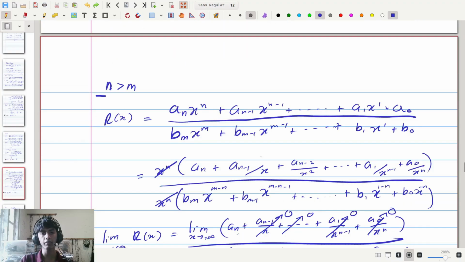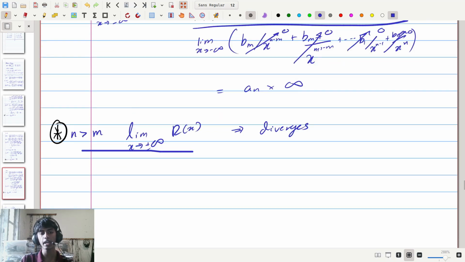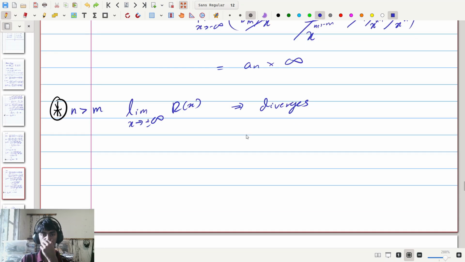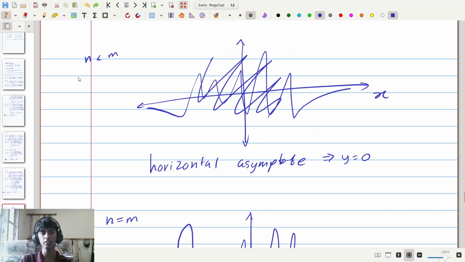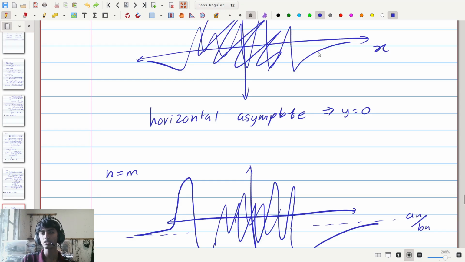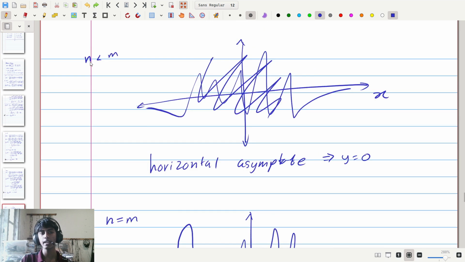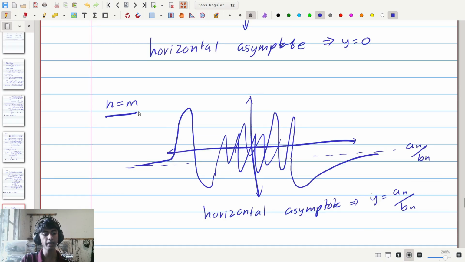And in the case when n was greater than m, meaning that the numerator had greater order than the denominator, we saw that the limit as x approaches positive or negative infinity of R(x) is divergent. It approaches some infinity. And then we discussed what happens in the two cases where n is less than m and when n is equal to m. In these two cases, we are approaching some finite horizontal value. When n is less than m, this height is y equals 0. So we've drawn here, we have a horizontal asymptote at y equals 0. And in the case where n is equal to m, we have a horizontal asymptote at some non-zero value of a sub n divided by b sub n.